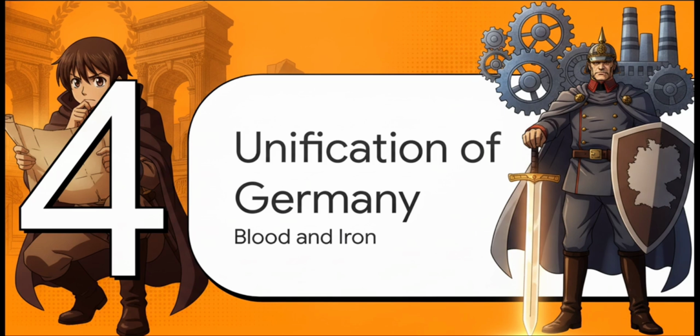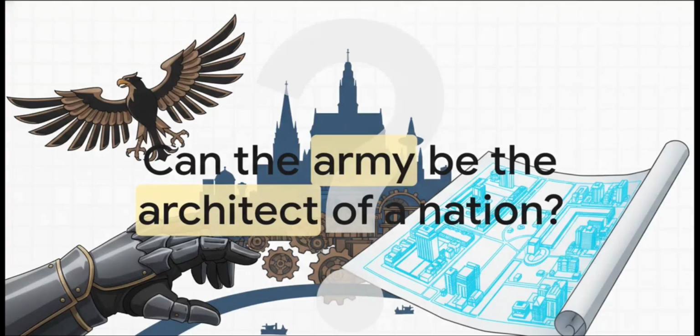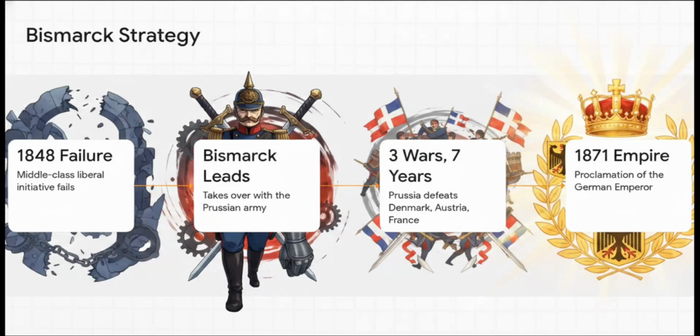Let's shift gears and look at the monumental task of uniting 39 fiercely independent German states into a single, dominant empire. Ask yourself this, and definitely pay attention because it's a classic exam prompt. Can the army be the architect of a nation? Well, the answer is a resounding yes, and the absolute proof of that is the nation of Germany. And this brilliantly illustrates the exact playbook of Prussia's Iron Chancellor Otto von Bismarck. Let's map it out step by step.